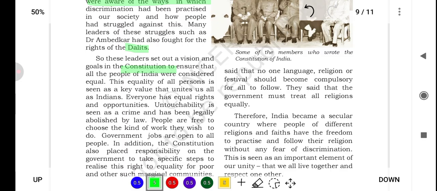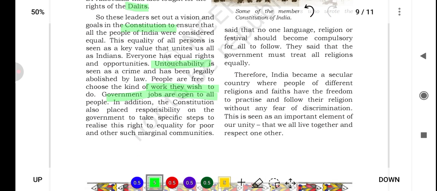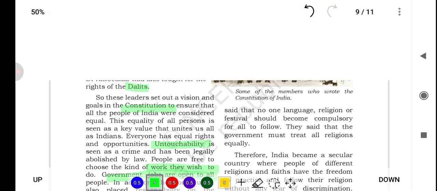Everyone has equal rights and opportunities. Untouchability is seen as a crime and has been legally abolished by law. People are free to choose the kind of work they wish to. Government jobs are open to all people. In addition, the Constitution also places responsibility on the government to take specific steps to realize the right to equality for poor and other such marginal communities.